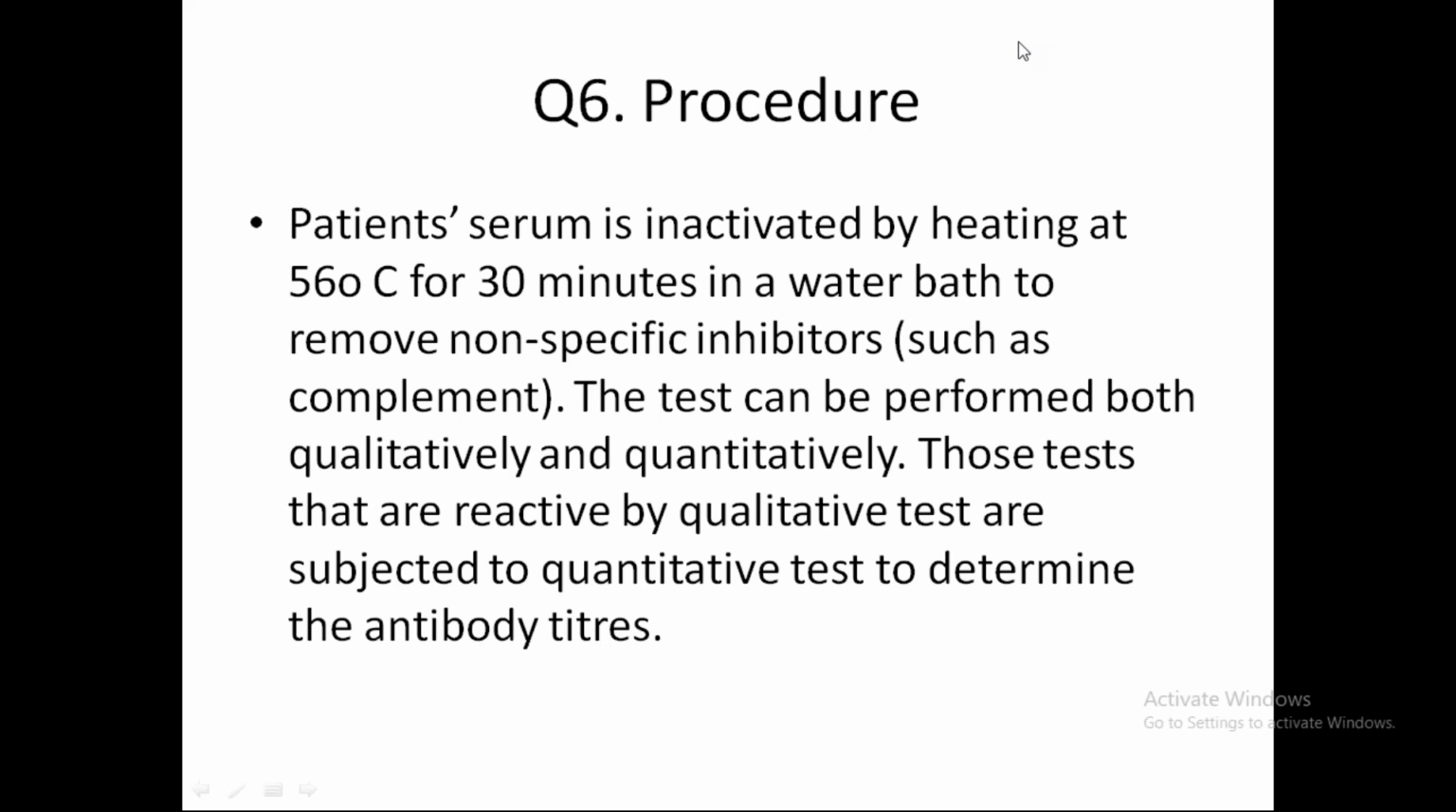Same like ABO blood grouping. How will you do ABO blood grouping? You will add a drop of antigen and a drop of your blood, mix it and see if there is agglutination or not. In this test, you will add a drop of patient's serum and next you will add cardiolipin antigen, mix it and see if there is any flocculation or not. If there is flocculation, then it is called positive. If there is no flocculation, then it is known as negative.